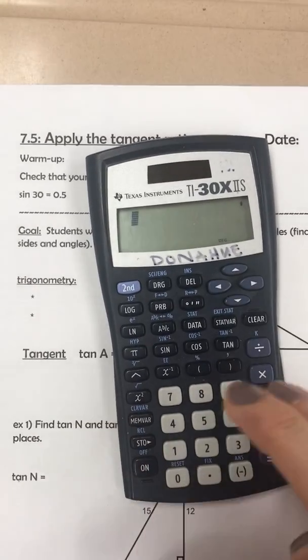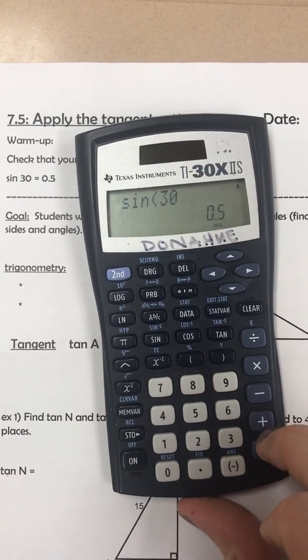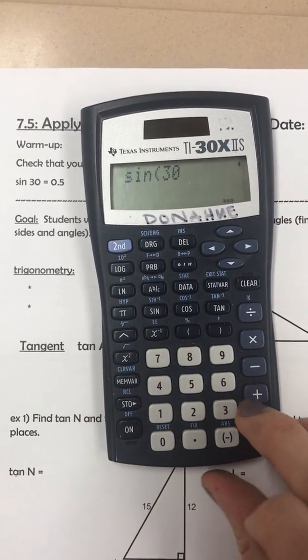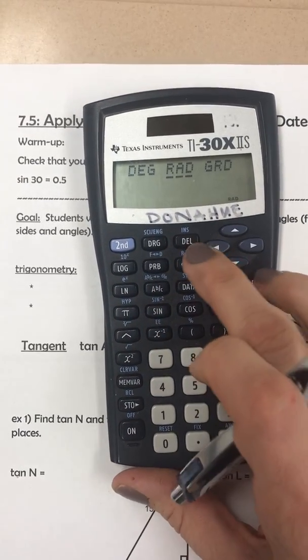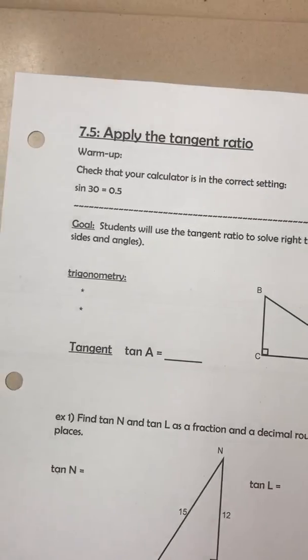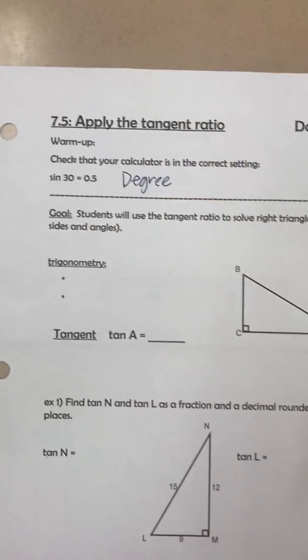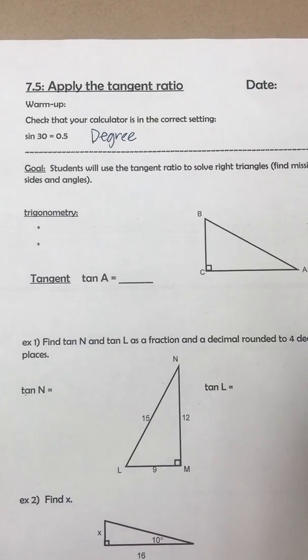The way to check that is if you type in sin of 30, it should be 0.5. If I do that in radians, I get a different answer. I don't want that answer. I want it in degrees, so I switch that over. We want it to be in degree mode. That's important. So just double check that your calculator's in the right settings.